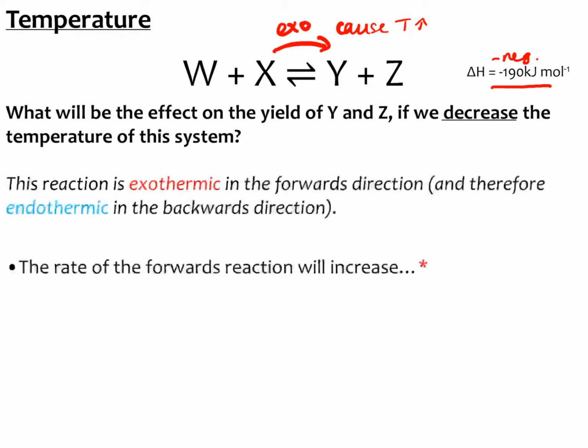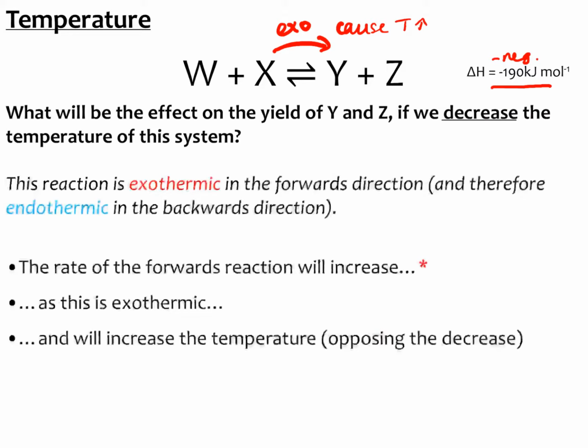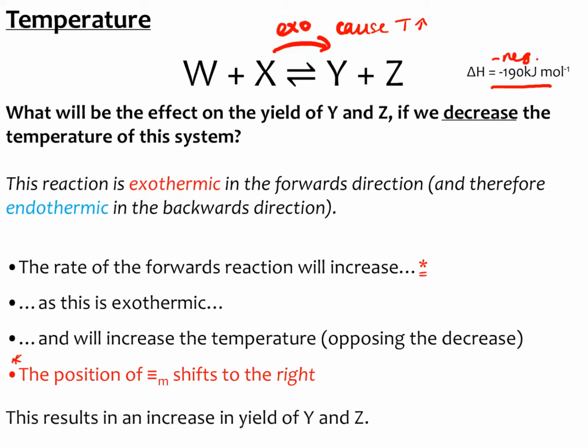So what will happen? The rate of the forwards reaction will increase, as the forwards reaction is exothermic and will increase the temperature. That increase in temperature opposes the decrease. We turn the temperature down, and in effect the reaction will turn the temperature back up again. And the position of equilibrium shifts to the right. That's what the asterisk means: these two things mean the same. The rate of the forwards reaction increasing and the position of equilibrium shifting to the right are interchangeable, you just need to say one of those things.